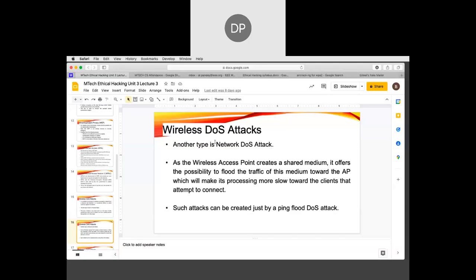Another type is the network DoS attack. As the wireless access point creates a shared medium, it offers the possibility to flood the traffic of this medium toward the AP, which will make its processing slower toward the client that attempts to connect. Such attacks can be created just by a ping flood DoS attack.